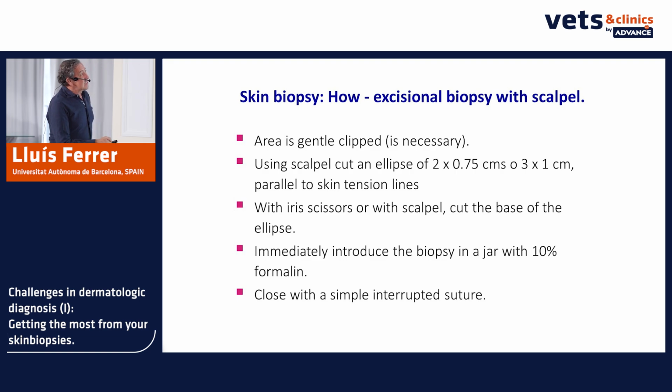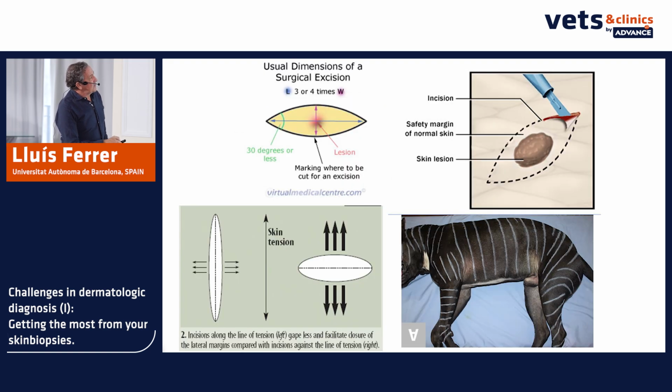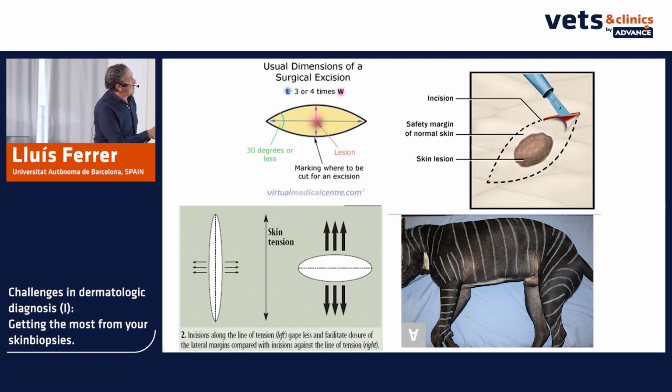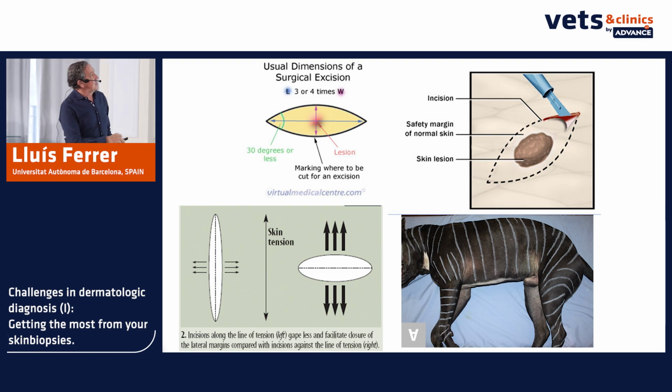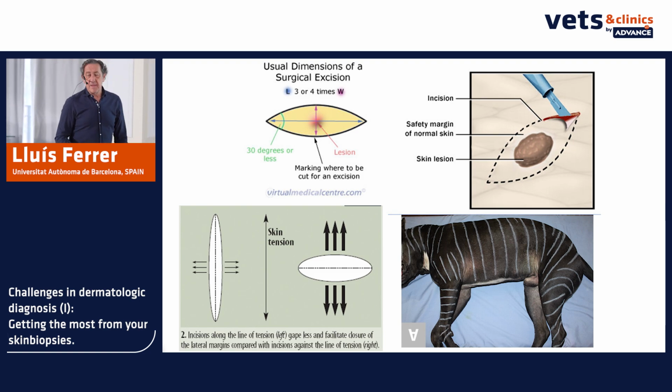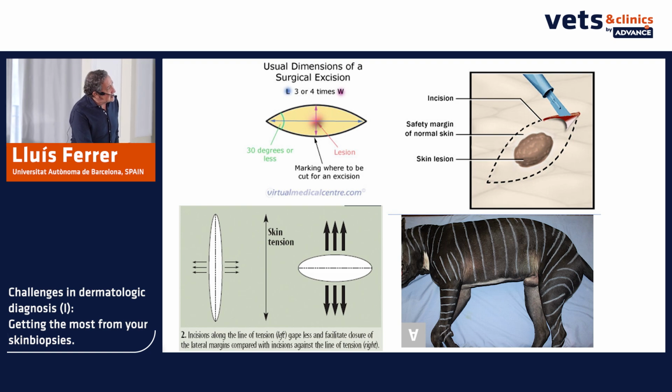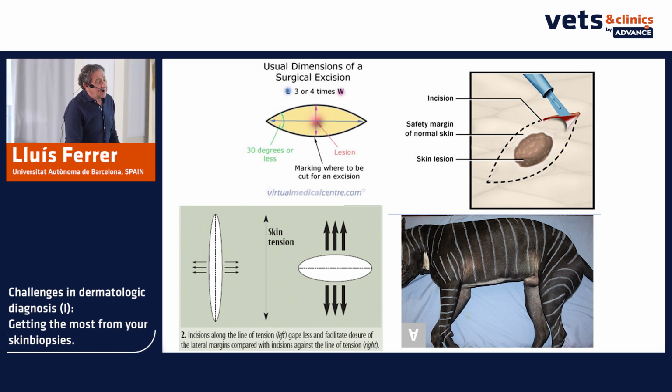The biopsy with scalpel is almost the same, but instead of a round biopsy, usually it is an ellipse. An ellipse like this one that needs to be 3 times longer than wide. So this has to be 3 times, usually 3 centimeters, and this is 1 centimeter. So you can include the lesion completely.